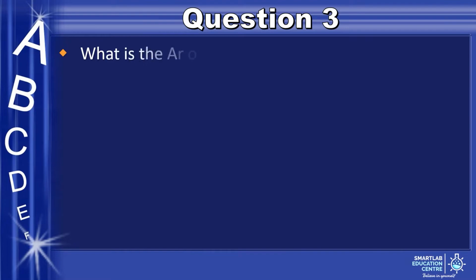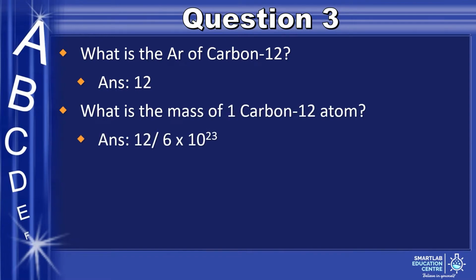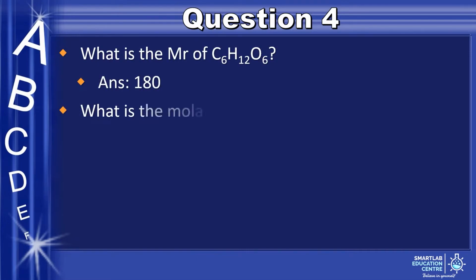What is the Ar of carbon-12? The answer is 12. What is the mass of one carbon-12 atom? It will be 12 divided by 6 times 10 to the power of 23. What is the Mr of glucose? It will be 180. What is the molar mass of glucose? It will be 180 grams.